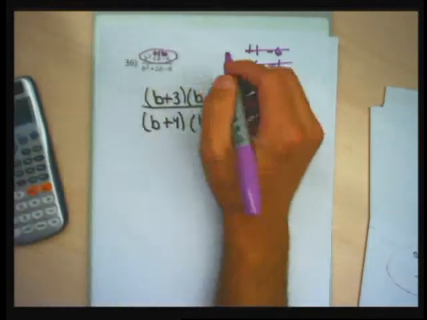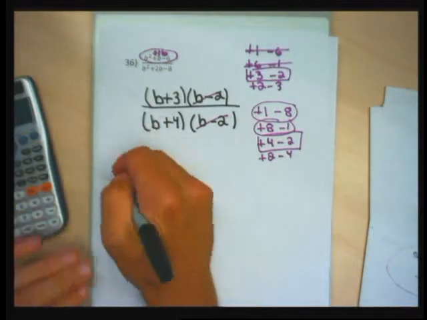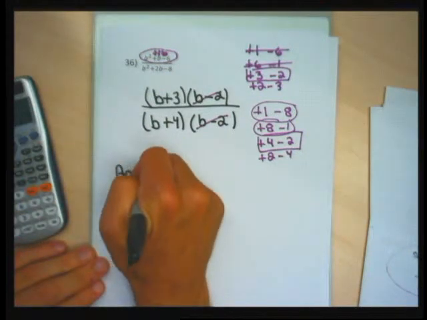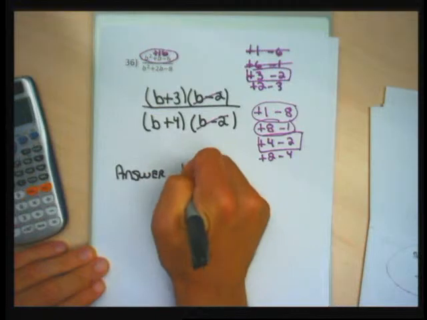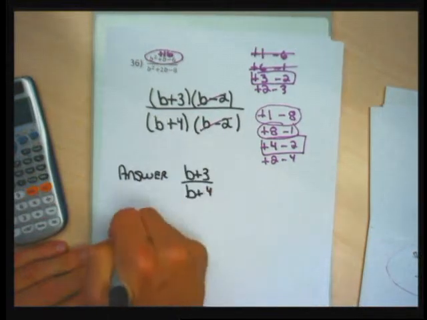And now I'm going to cancel. B minus 2's cancel with B minus 2's. And I claim my answer is B plus 3 over B plus 4.